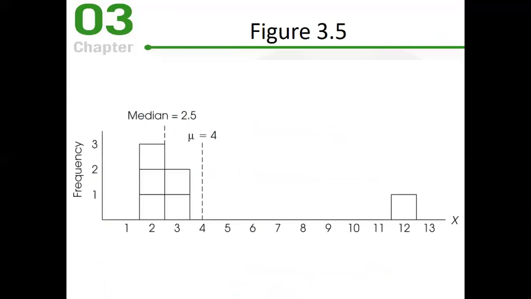Here's an example. Here we have a frequency plot, and you can see most people scoring around 2 or 3. But we have this one person all the way out here at 12, pulling the mean up. The mean is 4. If this 12 was not in the data, the mean would likely shift somewhere in here. The mean is being pulled up by this outlier. However, it has no impact on the median. The median will remain 2.5 even if this value was 100.